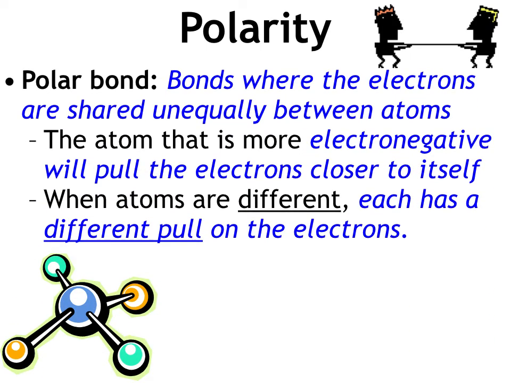So polarity is when you have bonds where the electrons are not shared equally. The atom that is more electronegative, and remember the big electronegative atoms are things like oxygen, nitrogen, fluorine, chlorine, will hog the electrons. It'll pull them closer to itself. And when that happens, that creates an area on the molecule that has a slightly negative charge where all those electrons are. In general, whenever you have two atoms involved in a bond that are different, they're going to have a different pull on those electrons.